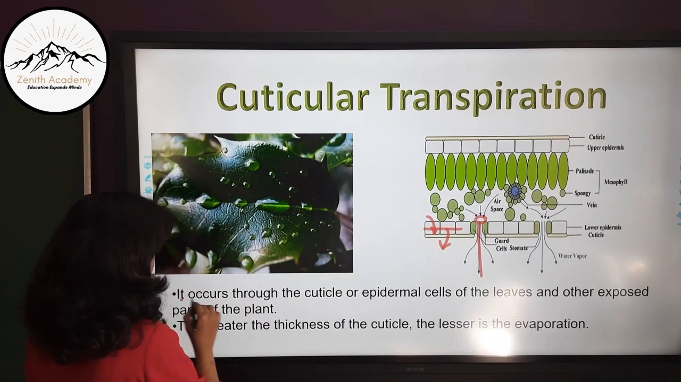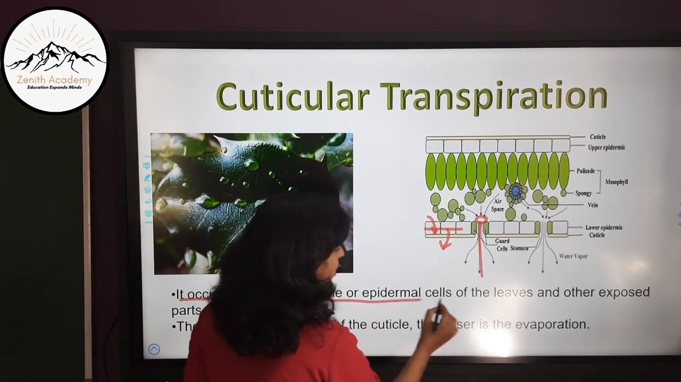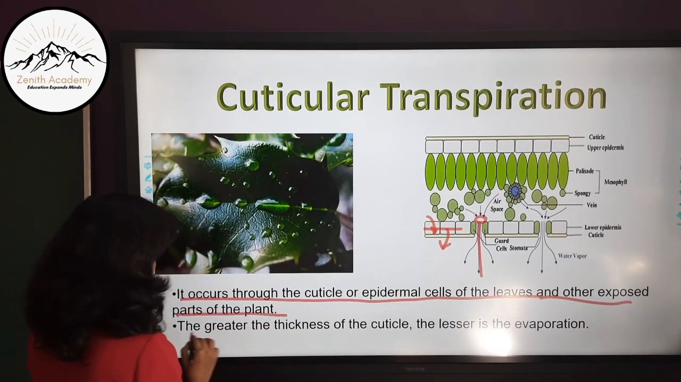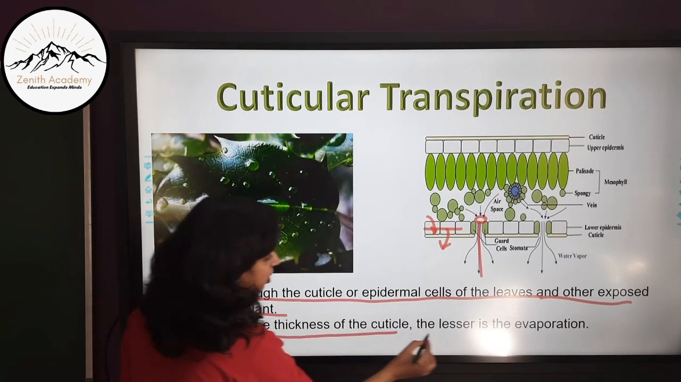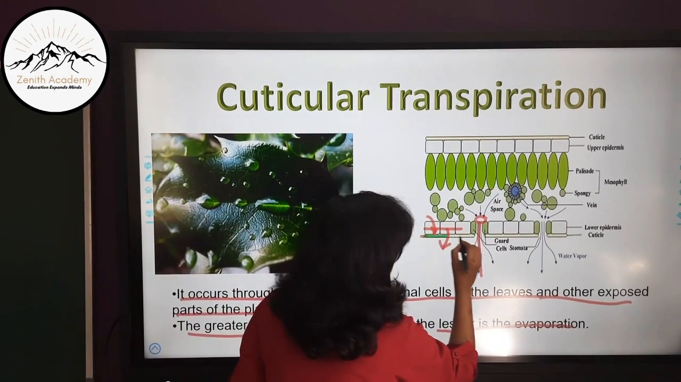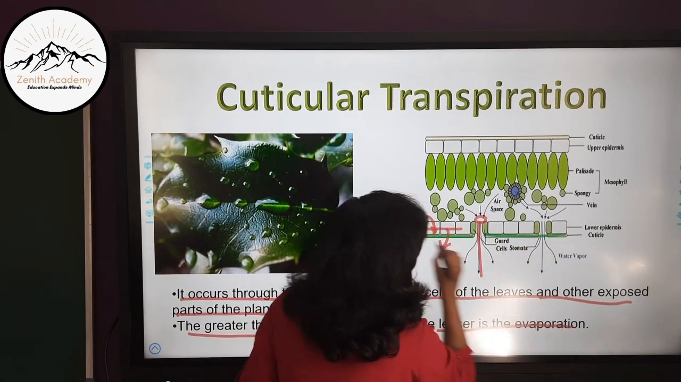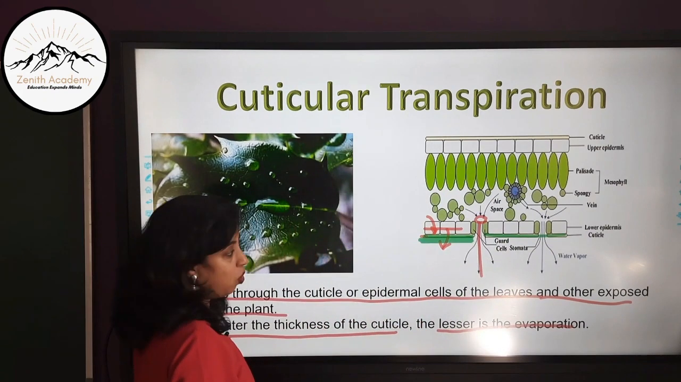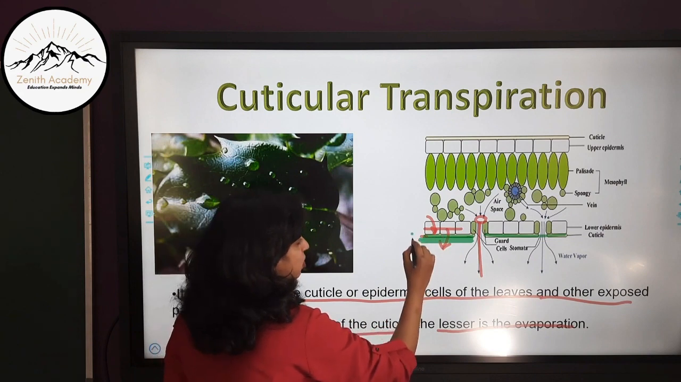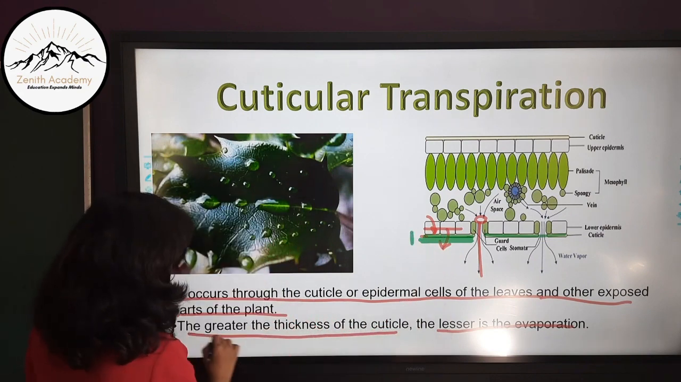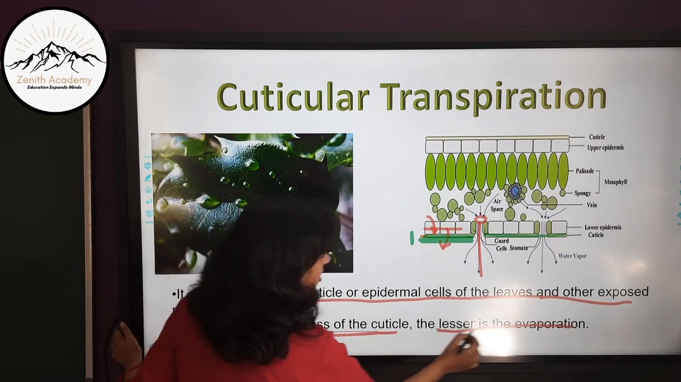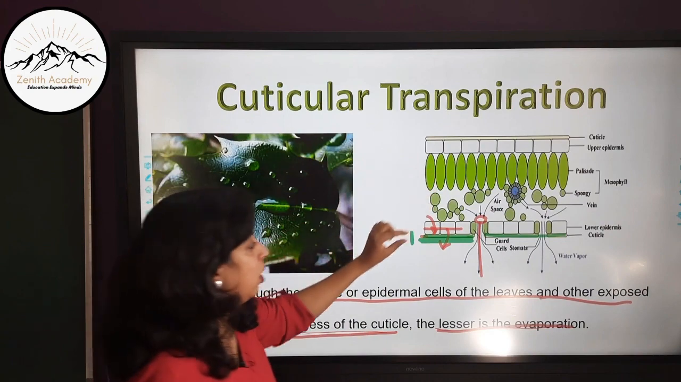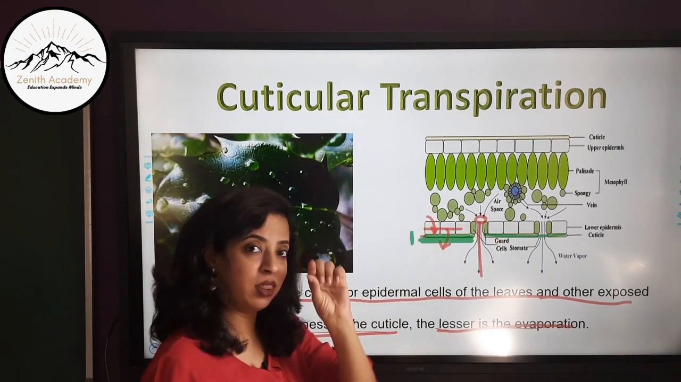Water will come. So it occurs through the cuticle or epidermal cells of the leaves and other exposed parts of the plant. And the greater the thickness of the cuticle, the lesser is the evaporation. Can you see this cuticle? This cuticle is thicker. If this cuticle is thick, then the cuticular transpiration will be lesser, obviously, because it has to pass through such a big layer. So for cuticular transpiration to occur more, the cuticle layer has to be thin.